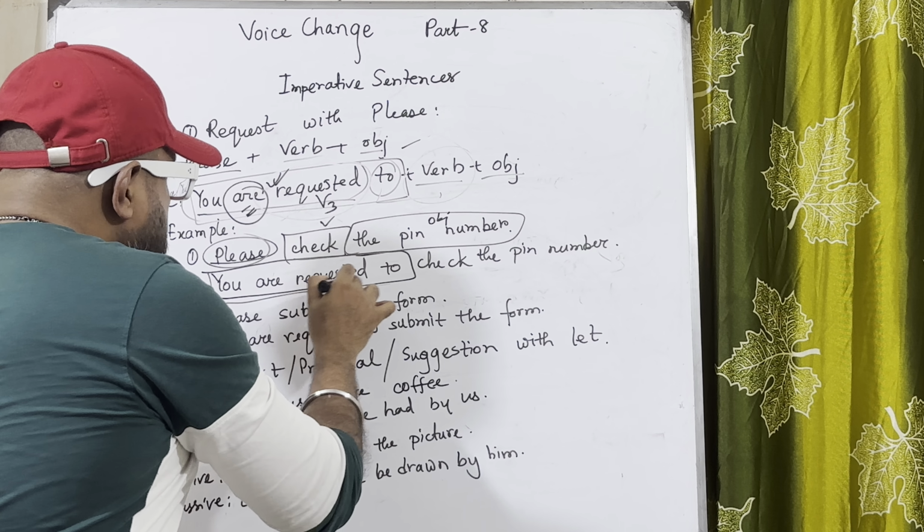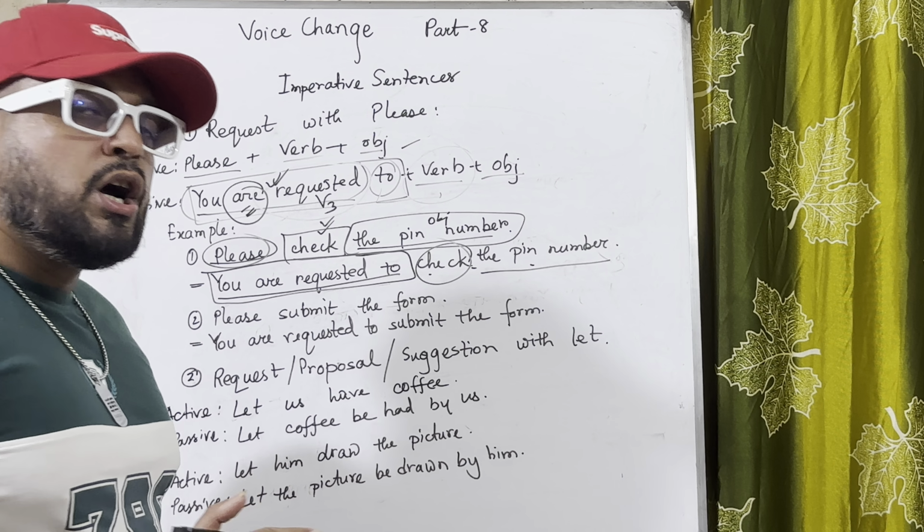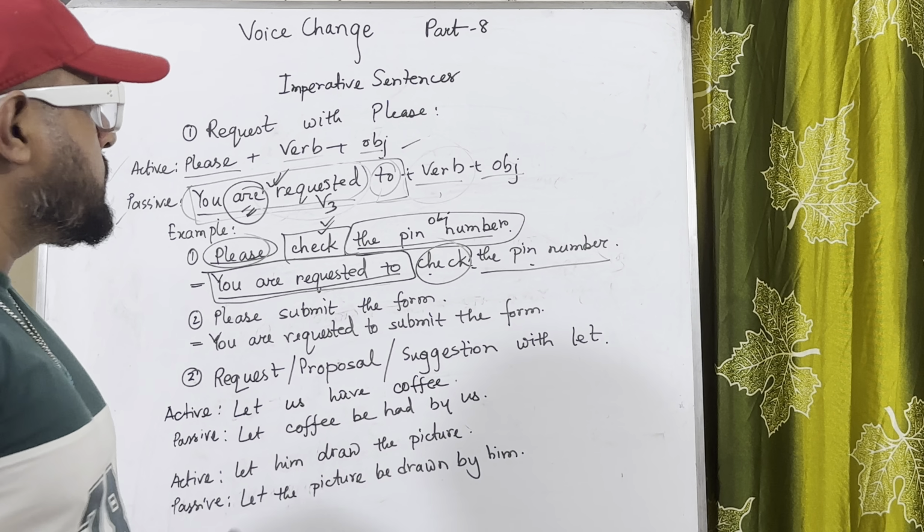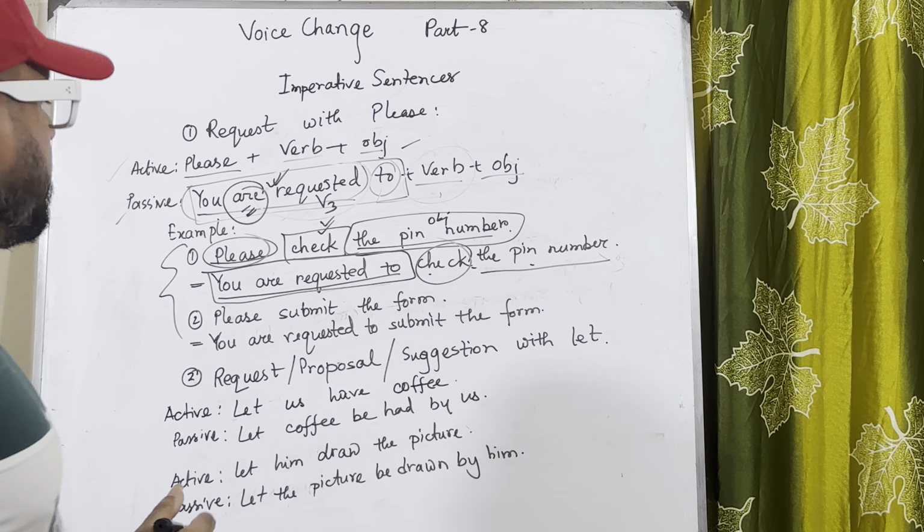Number 2, please submit the form. You are requested to submit the form. So these are the two patterns as examples, and this is the way you can change an active sentence that contains "please" into a passive sentence.